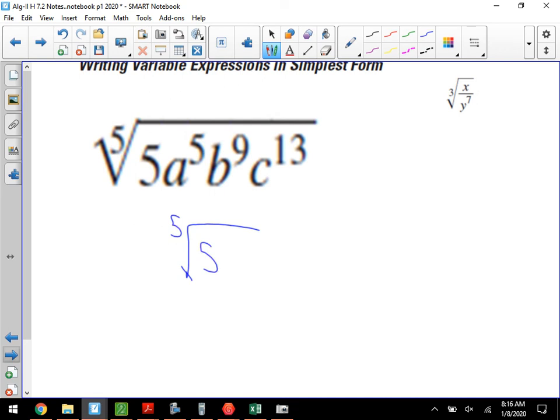What is now the fifth root of a to the 5th? A. So an a comes out. There's nothing left over to stay in. How many times is 5 going into 9? 1 comes out. How many are left? 4. 1 comes out, 4 are left. How many times is 5 going into 13? Twice. 2 come out. How many stay in?